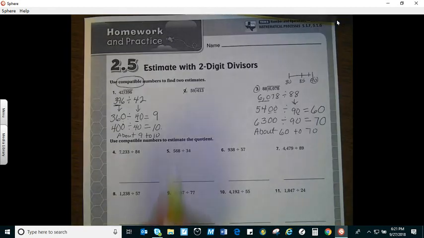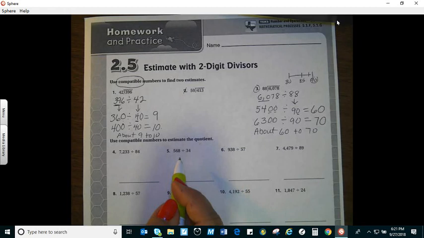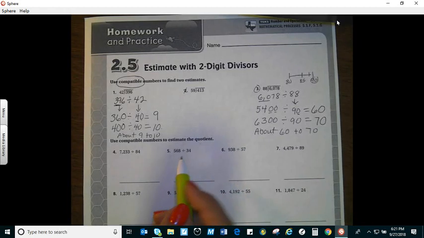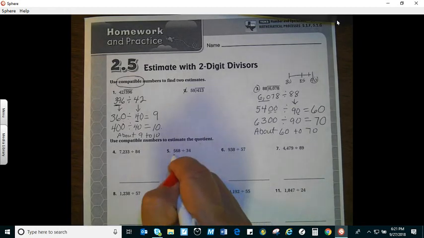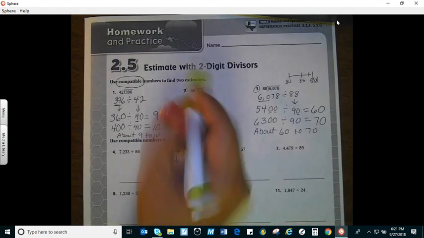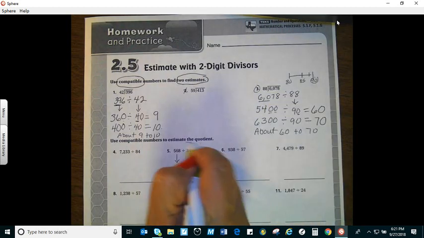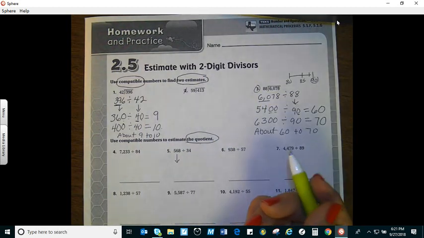Use compatible numbers to estimate the quotient. So we're going to estimate the quotient here. So let's go ahead and do this one. 568 is closest to... and here we were doing two estimates. All right, now we're just going to find the answer to the quotient, which is the answer to a division problem.